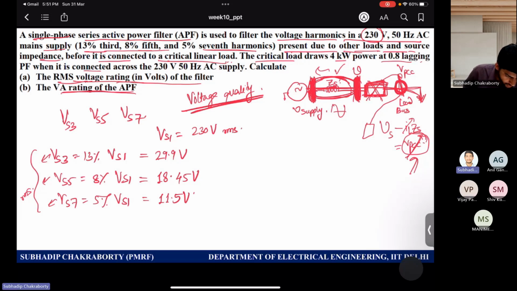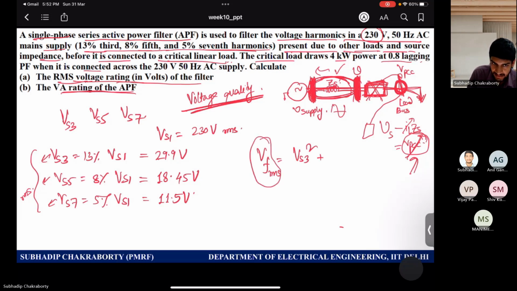Yes. So now can you calculate the voltage rating the filter can handle? Because you know that it has to only handle these three harmonics and their contents are also given. So now it is easy to calculate the VF RMS. What is VF RMS? Filter voltage RMS. Filter voltage is third harmonics this much, fifth harmonics this much, and seventh harmonics this much. So the overall RMS is the square sum and then root over.